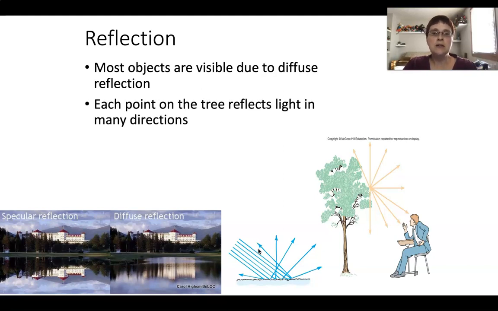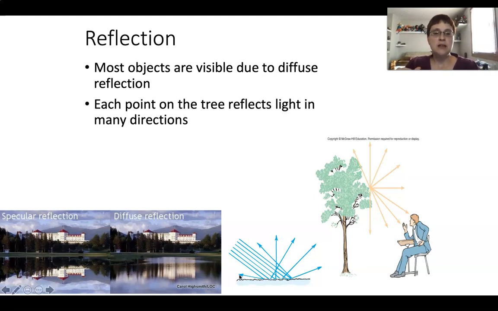If you take a look at the picture here of the tree, when you get sunlight hitting the tree, each point of that tree is going to reflect light in many different directions, right? So if the light hits here on the tree, it's not just going to bounce back straight or in one single direction. That light is going to bounce in lots and lots of different directions. And this is happening on the entire tree, right? Versus just the one point, like what we saw with the plane mirror, where the light comes in, it hits, and it bounces out in a single direction.